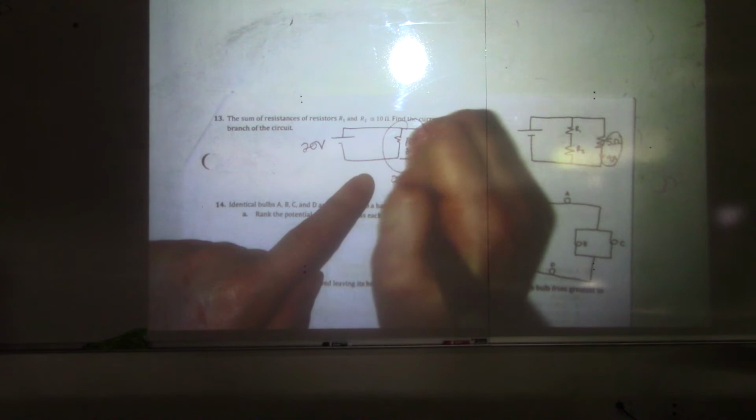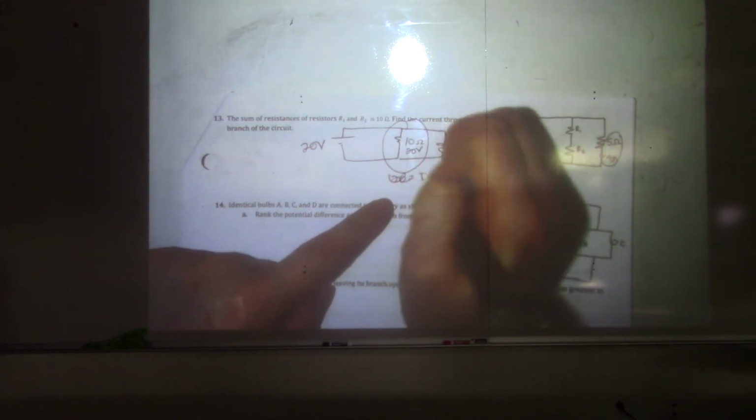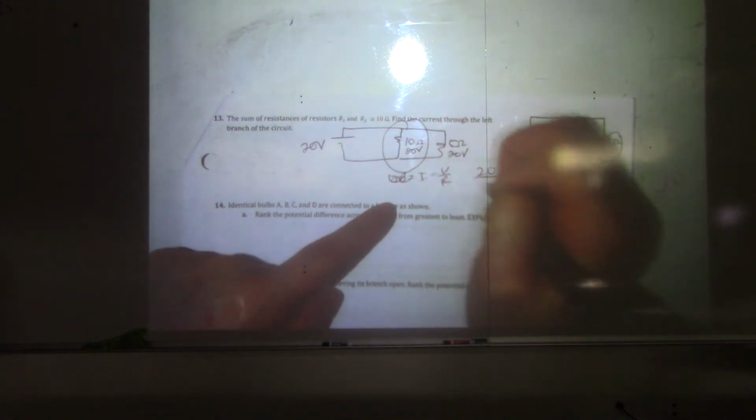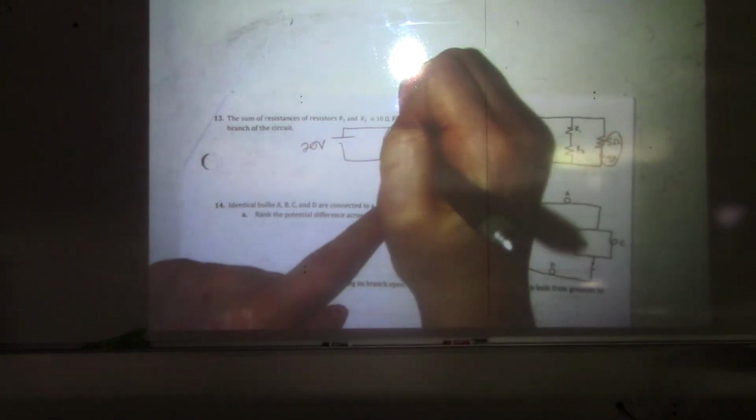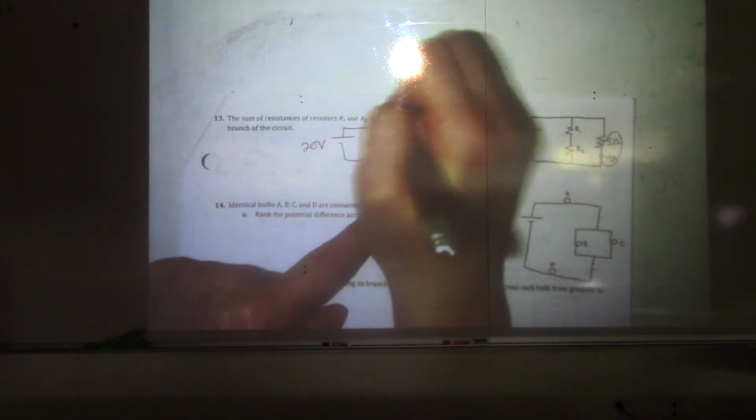I want to find the current through the left branch, so I just immediately went here and said, okay, 20 volts. Ooh, wait, no, I equals V over R. 20 volts over 10 ohms gives me a current of 2. So then your answer is 2 amps right here.